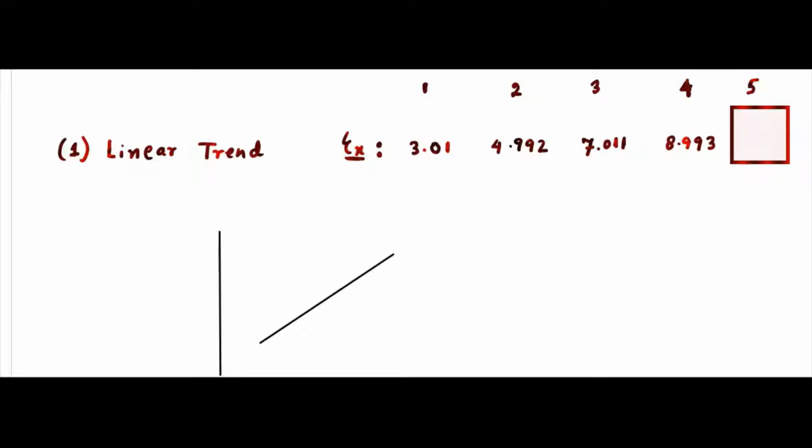So this is our time series: 3.01, 4.992, 7.011, 8.993. This is not stationary. We are sure that the data we see is non-stationary because there is a clear indication that it's increasing. There is a trend here. So how can you remove the trend?